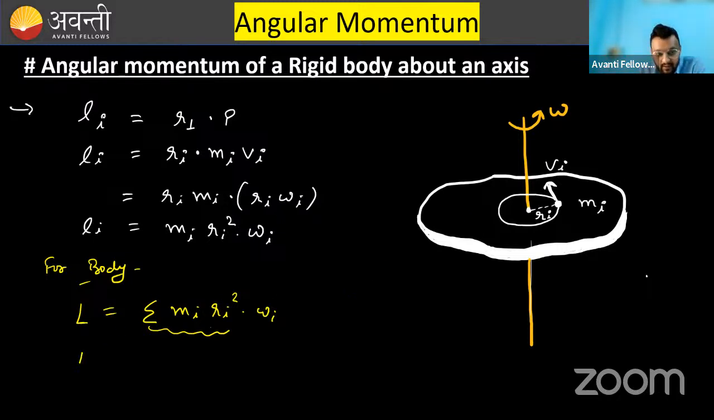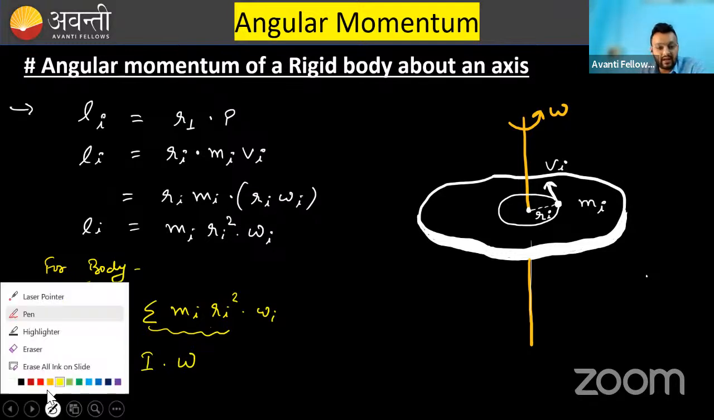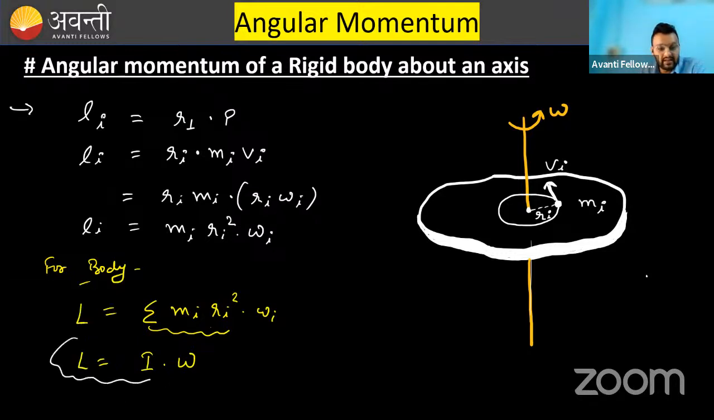So what will it become? L is equal to, this is what? Moment of inertia I, and every particle has the same angular velocity. So what will be the result? L is equal to I omega. Now, this is the final result. Angular momentum of a rigid body is I omega, where I is the moment of inertia. Angular momentum of a particle is L equals R cross P, or what you can remember, R perpendicular into P.